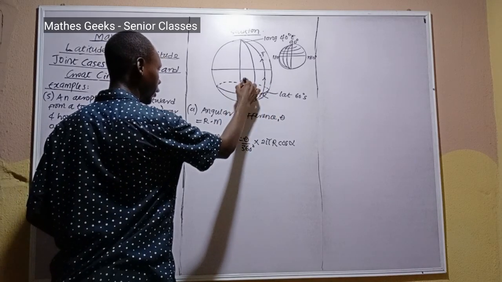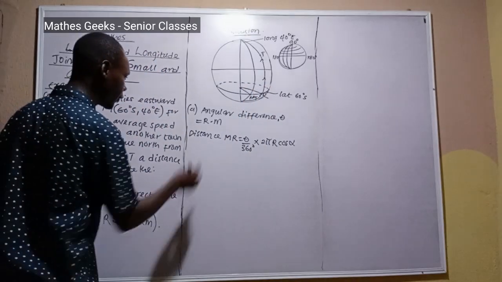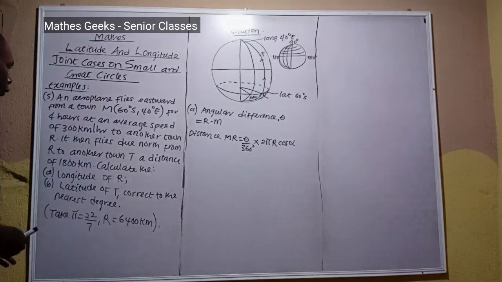So this will be the small circle route. Let's see if it's given to us a distance. An aeroplane flies eastward from a town M for 4 hours at an average speed of 200 kilometers per hour to another town R. It then flies due north from R to another town T, a distance of 1,800 kilometers.